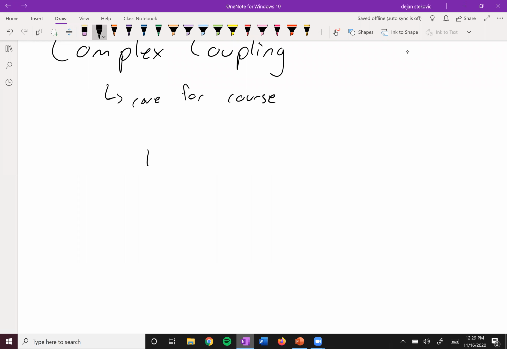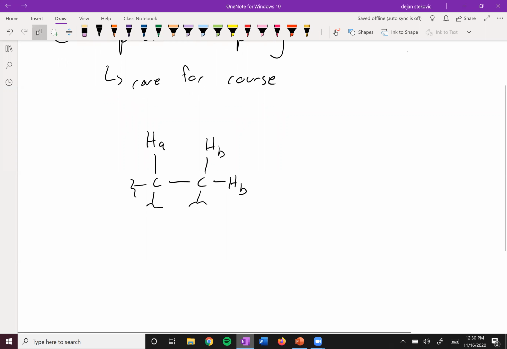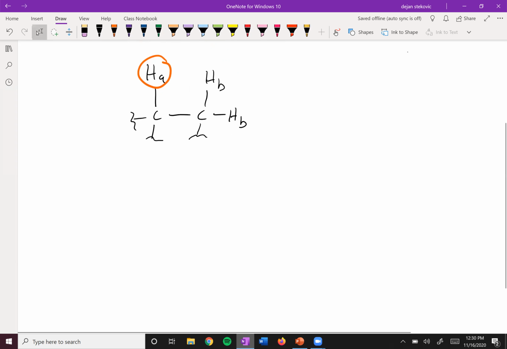So let's take a look at an example where we have HA next to a carbon, and then there are two HBs, and there's just other stuff on these bonds. We're going to take a look at HA. If HA didn't have any neighbors, it would just be a singlet. However, it does have neighbors, and so we can draw these tree splitting diagrams.